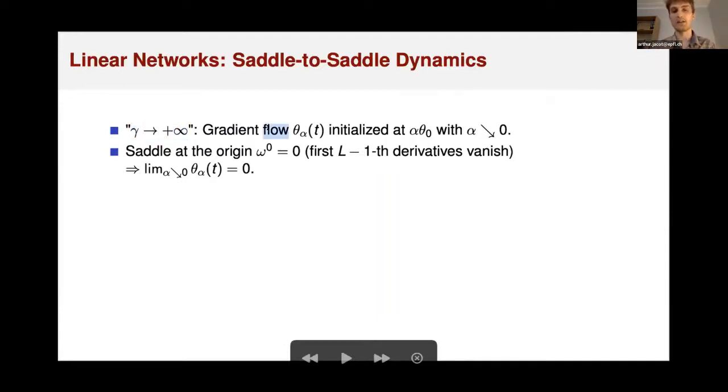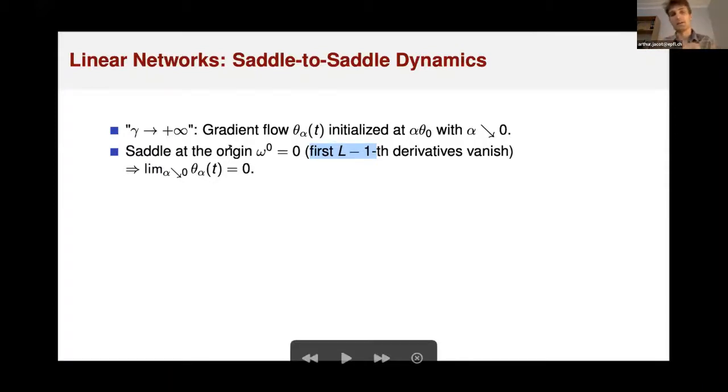And what this means is that we take a gradient flow, which is initialized at some positive scalar alpha times some random initialization. So we fix this theta 0 and then let alpha go to 0. So essentially we take an initialization that vanishes. And of course, if you just try to look at the limit as alpha goes to 0 of this gradient flow dynamics, you will see nothing, because there's, as I already mentioned, this non-strict saddle at the origin. It's non-strict because actually the first L-1 derivatives vanish. So if you're in the deep case, the Hessian is just 0, and even the higher order derivatives vanish.